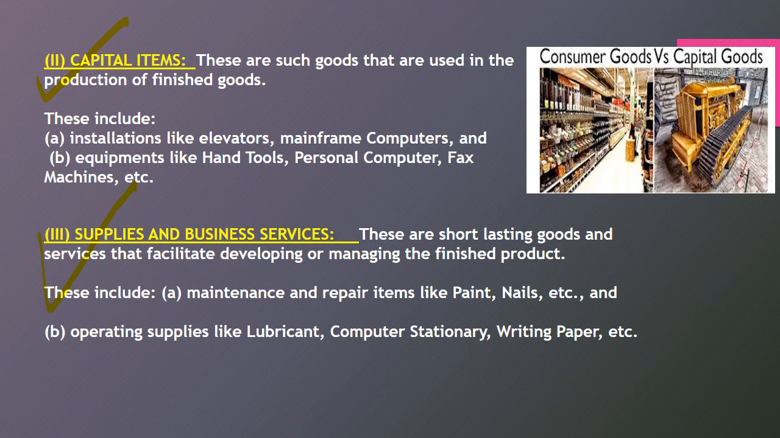Third one, supplies and business services. Now these again are related to services. What kind of services? For example, paint: you need a person who can help you paint your building. Then repairing and maintenance: you need someone who can come and repair and maintain your building if there's a problem, like a plumbing problem or wiring problem. Then operating supplies like lubricants, computer stationery, writing paper, etc. Just learn one or two examples here. Don't go into depth here. Again, I'm telling you because these answers usually don't come. If it comes, they'll ask you what the features of industrial products are.